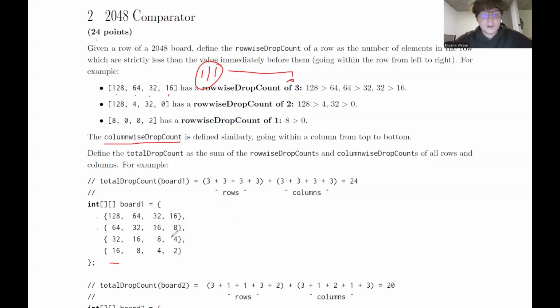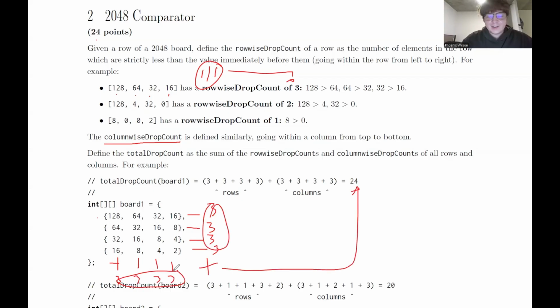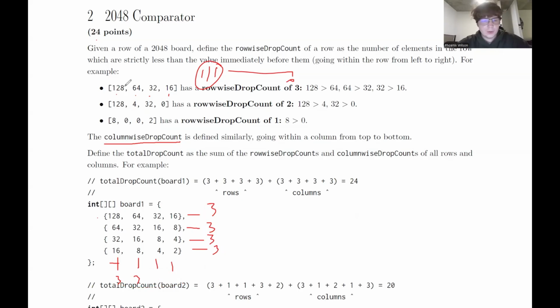Lastly, we also define the total drop count, which is the sum of all of the row-wise drop counts and column-wise drop counts for each row and column in the board. So what we're doing here is we're saying for each row, we compute the row-wise drop count. We'll get some values here. Then for each column, we compute the column-wise drop count. In this case, we'll get 3, 3, 3, 3, 3, 3, 3, 3. And then we'll add up all these together, and that'll get us our correct answer, 24. Cool, I think we're ready for the first problem.